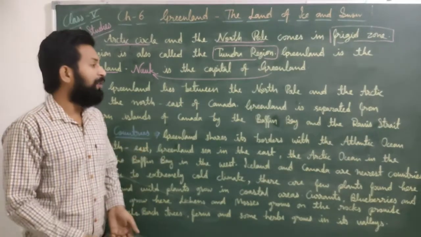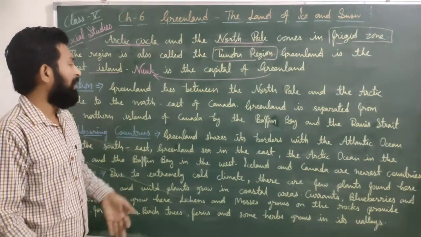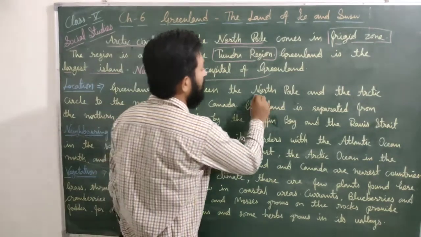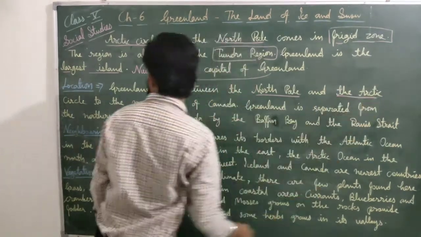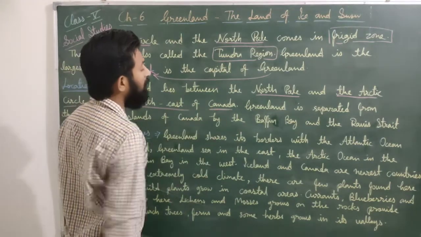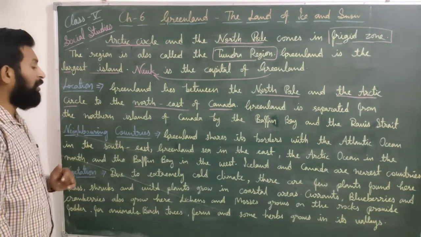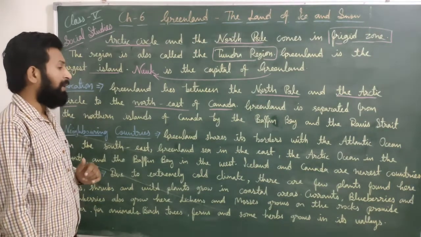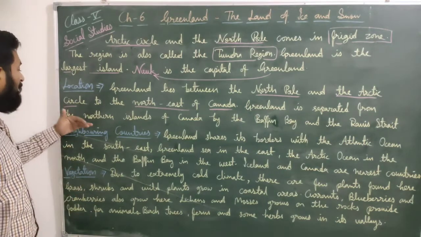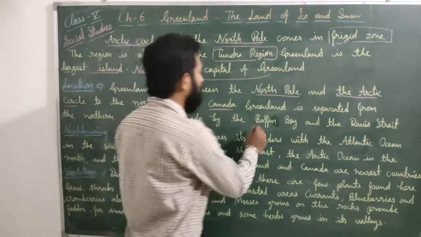Greenland lies between the North Pole and the Arctic Circle, to the northeast of Canada. If anyone asks you about location, then you can say that Greenland lies between the North Pole and the Arctic Circle, to the northeast of Canada. Greenland is separated from the northern islands of Canada by Baffin Bay and the Davis Strait.